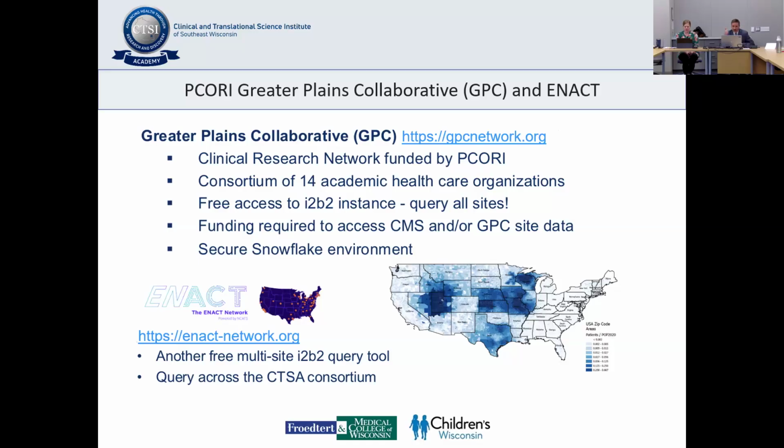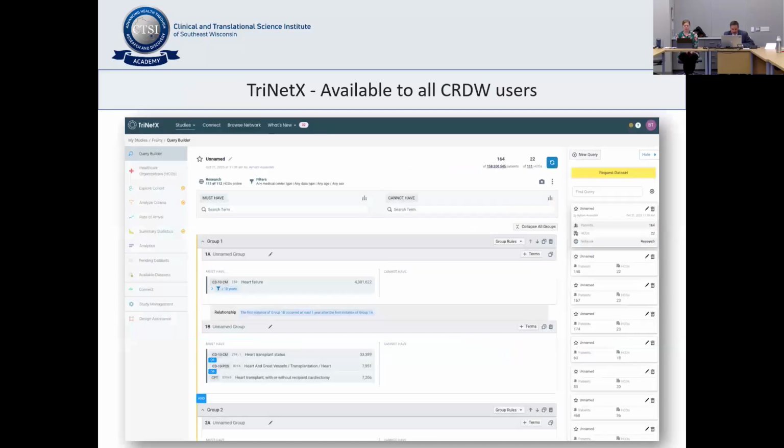So if we think about this, we've got I2B2 locally. We've got I2B2 for the GPC network and I2B2 for Enact to be able to do local versus regional versus national coverage. And then Trinetics would be used to look at international coverage. And this is just the sense of the Trinetics tool set. Again, another tool for doing inclusion exclusion that has a broader network, including countries in South America, Far East, and Europe. Pretty easy to use. If you are granted access to the CRDW, you will also be granted access to Trinetics, and you can get training on all of these tools as well.